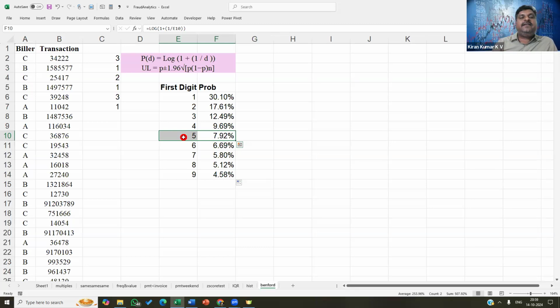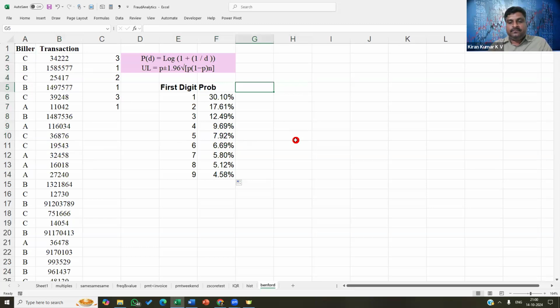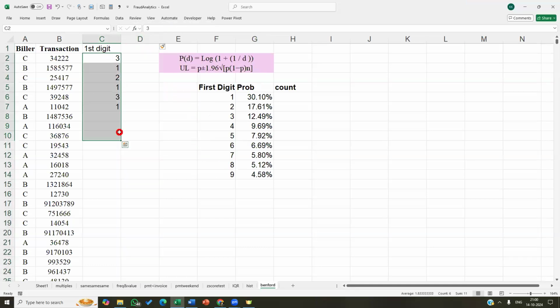Now, my objective here is to find out how many times these transactions are appearing here and what is that percentage here. That is what I want to do now. So let's do that. First let's count. For counting, I need to first get the first digit. So let's get the first digit here.